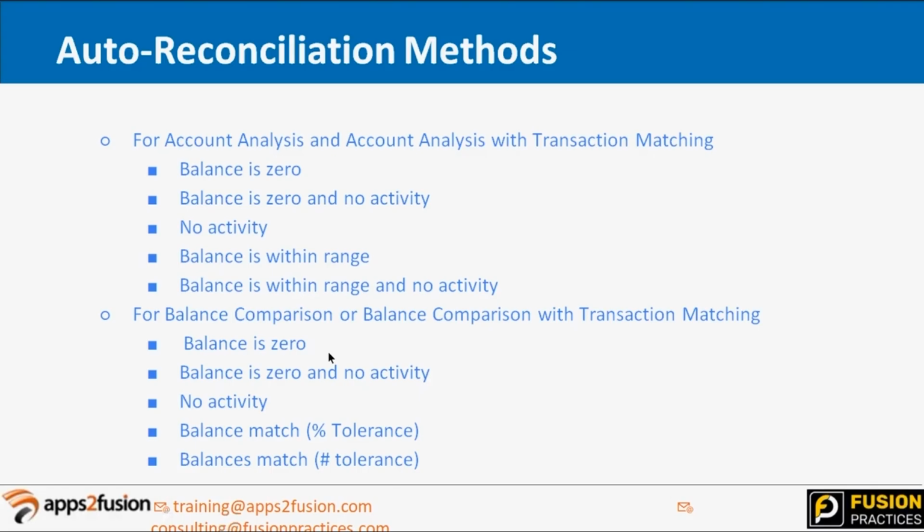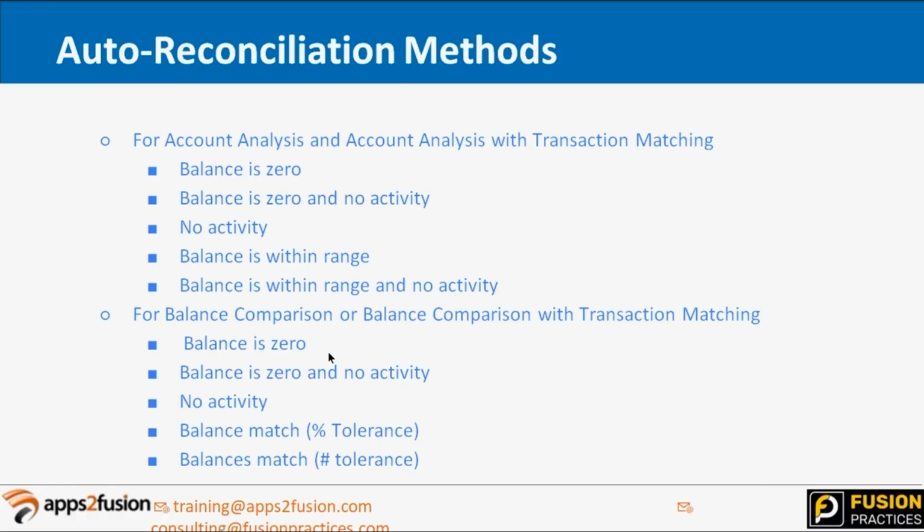Next is for account analysis and account analysis with transaction matching. We have a set of methods like balance is 0. If you set the auto reconciliation as balance is 0, you can set that profile if the balance associated with the reconciliation for a given period is 0. Then the reconciliation is prepared and reviewed automatically for that period. If the balance is not 0, then reconciliation must be done manually, and it should be manually prepared and reviewed.